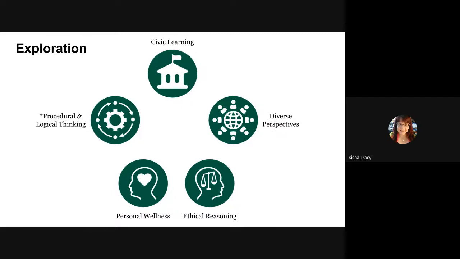Excellent. Next set, civic learning. This is X5 in the exploration category. Civic learning, diverse perspectives, ethical reasoning, personal wellness, and procedural and logical thinking. And ignore that little asterisk. I had a thing for the students on that, and I forgot to take out the asterisk.